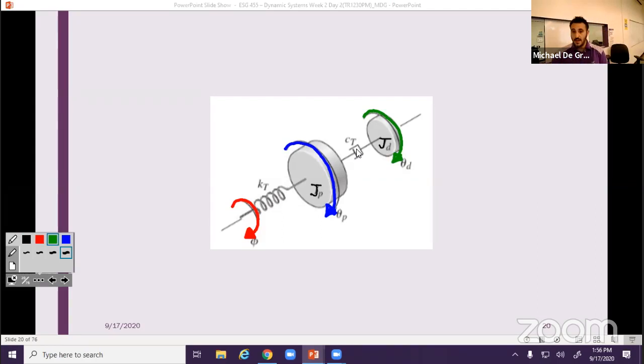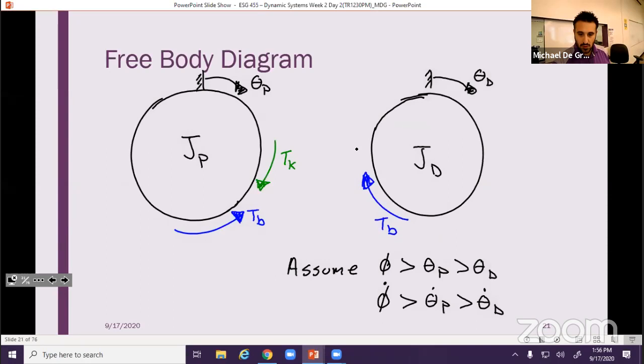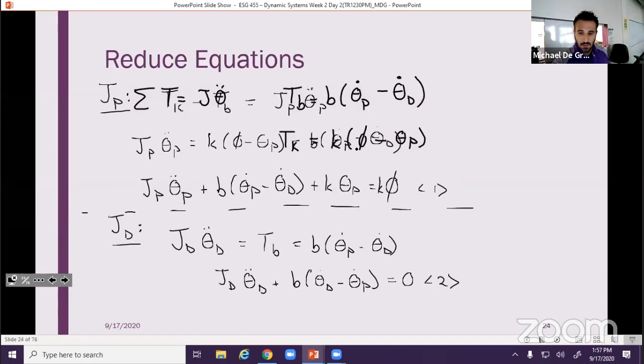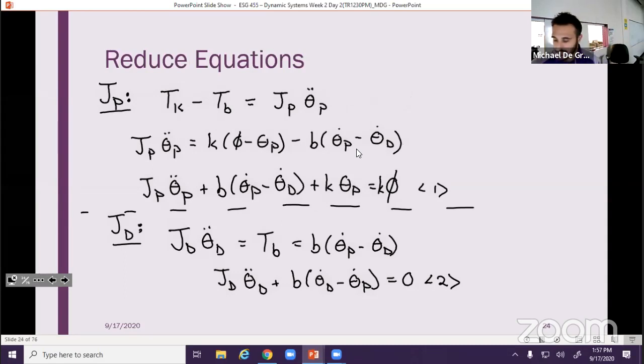But that also defines how we can write our equations. So in this case, if I wanted this in terms of a local input and a local output, I would have all my theta Ds on one side and set them equal to my theta Ps.